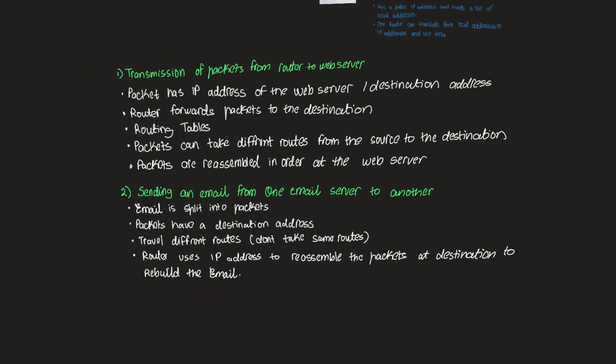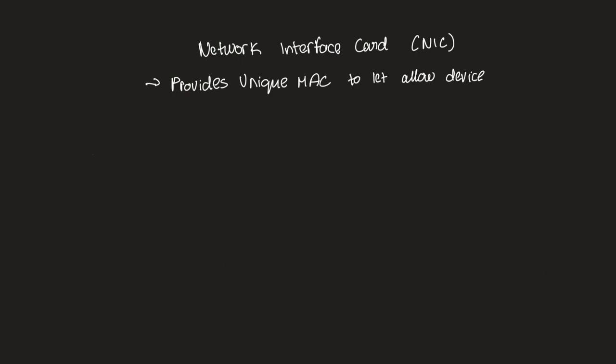Alright, guys, so we have one last device, which is the network interface card. Now, this gives every device a unique MAC address so it can be identified in the network. This is also a very crucial part of a network computer, because this network interface card allows it to connect to the network.